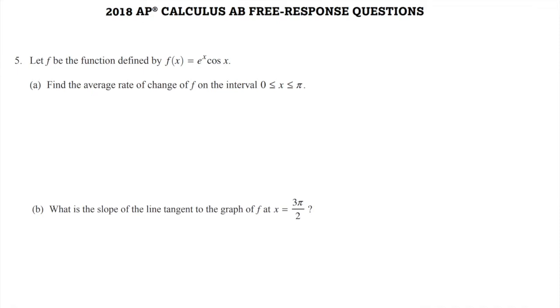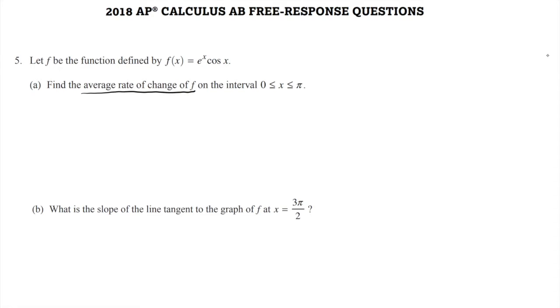Right, I'm now going to walk through the 2018 AP Calc AB free response question number 5. This is also a no calculator question, and let's just dive right in. Number 5 says, let f be the function defined by f of x is e to the x times cosine x. Part A, find the average rate of change of f on the interval from 0 to pi.